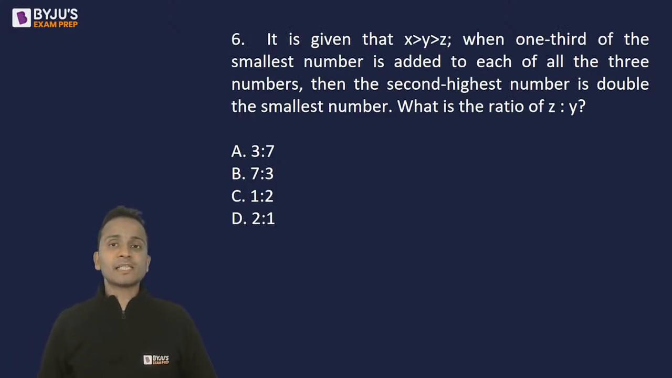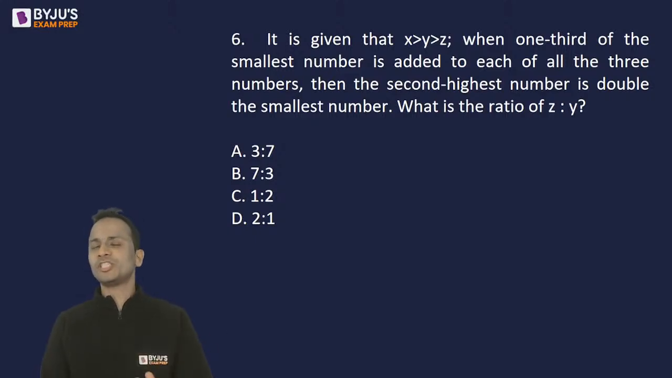Now, question number 6 is slightly tricky. It will require some efforts. So, question says that it is given that x is greater than y and y is greater than z. When 1/3 of the smallest number is added to each of all the three numbers, then the second highest number is double the smallest number. Find the ratio of z and y. So we'll have to find out z is to y.